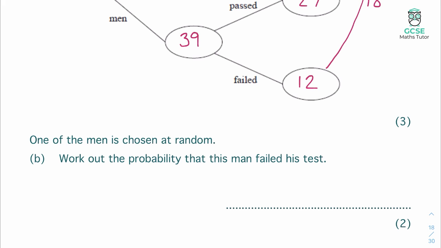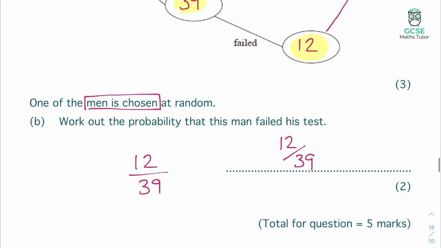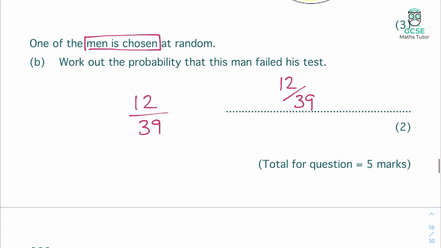So as it says one of the men is chosen, this is only going to be out of the men. So that's going to be out of 39. It says write down the probability the man failed, well 12 of them failed, so we have 12 that failed out of the 39 men that were chosen, so our probability would be 12 over 39. And when it comes to writing probability, don't forget, you don't have to try and simplify the fraction. So 12 over 39, final answer.